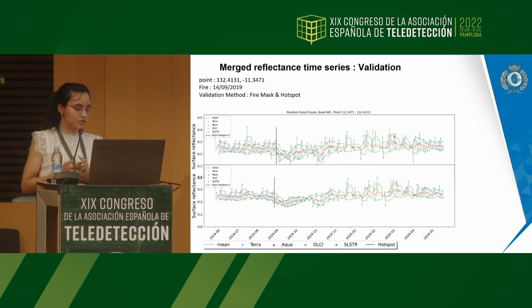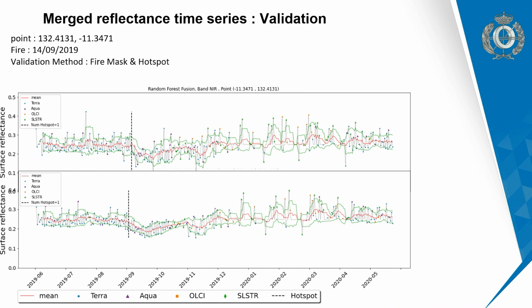The figures here show the time series of both the NIR and the SWIR band for a duration of 1 year, from June 2019 to June 2020, for one point where the fire occurred in September. And for the legend, we are using the sensors. So when Terra is the sensor, it means that Terra at this point, on that day, is providing a valid value. Otherwise, the sensor indicated in the legend corresponds to the surface reflectance that we use to estimate the value from.